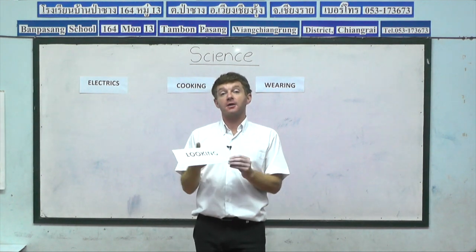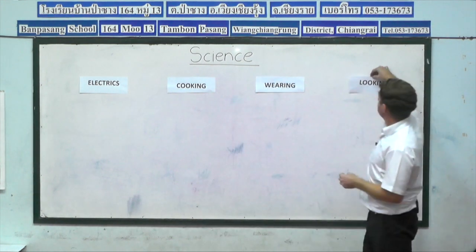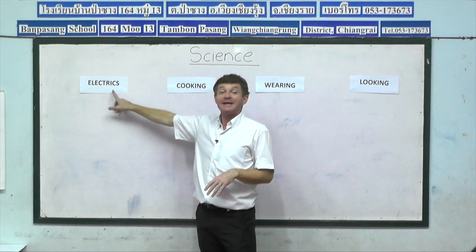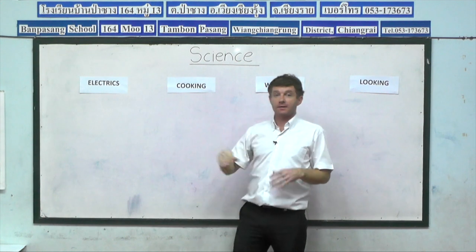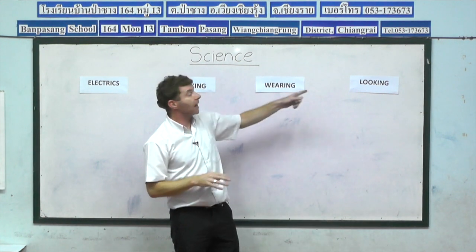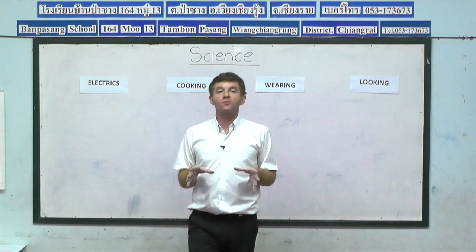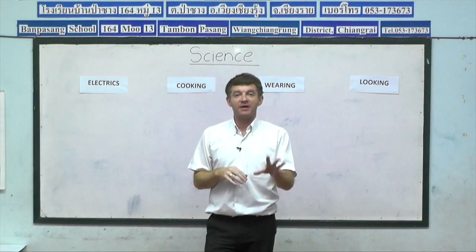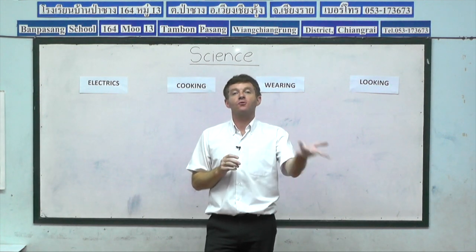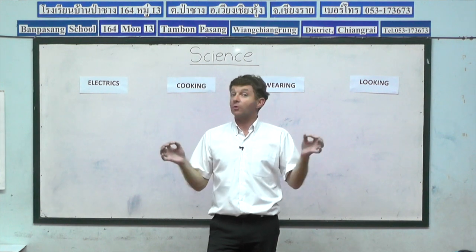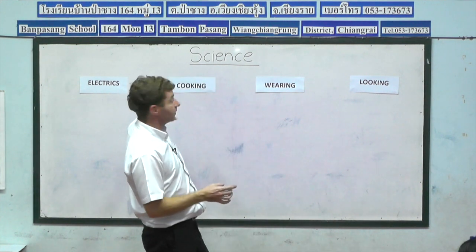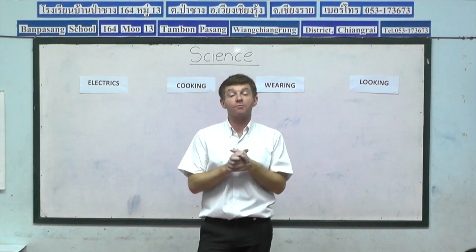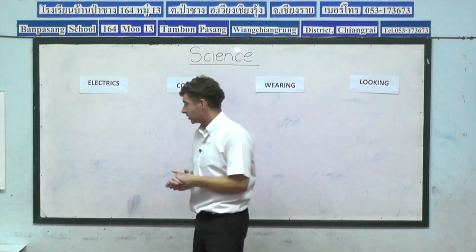So we've got four particular uses, and what we'll do is place these words on the board for four columns. So let's practice speaking one more time. Electrics. Electrics. Cooking. Cooking. Wearing. Wearing. Looking. And what we're going to do now is ask our students to close their eyes. When they wake up, they will have a flashcard on one of their desks. That student needs to come forward, tell us what is on their flashcard, and then decide which of the four uses is best suited to that object and the materials and properties it's made from. So let's see who can go first.